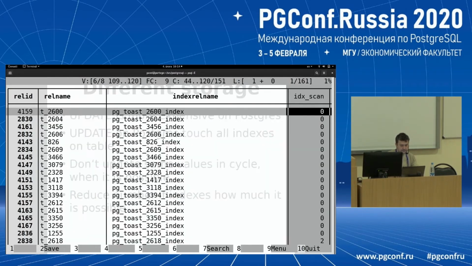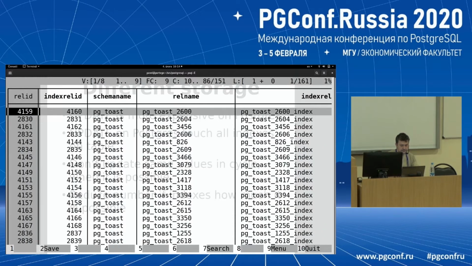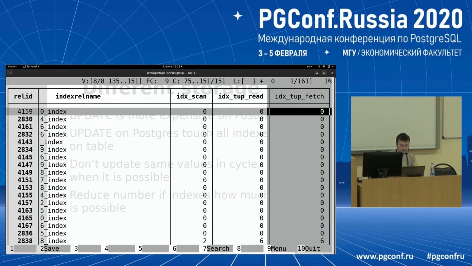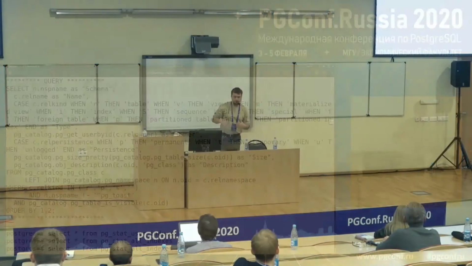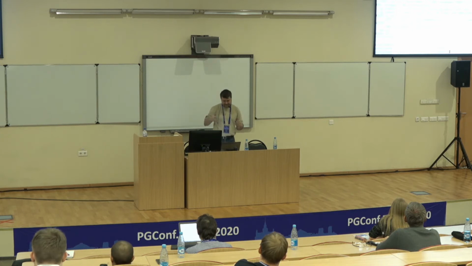And then you can see the name of the index and the number of usage, how much the index was used, how many rows returned. And from this table, you can easily detect which indexes are used and which are not. And all indexes that are not related to a primary key should be removed when it's possible. So pg_stat_user_indexes is a good table for you.